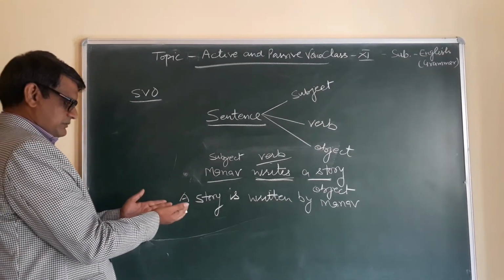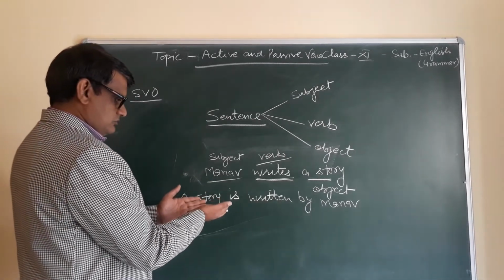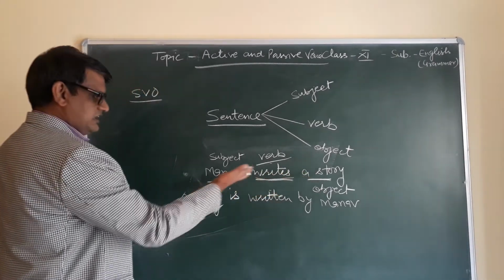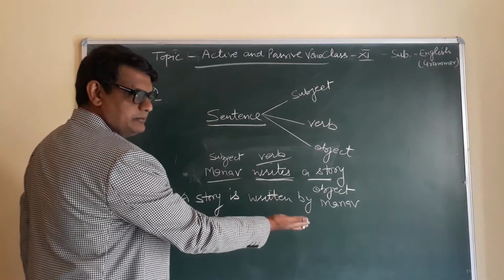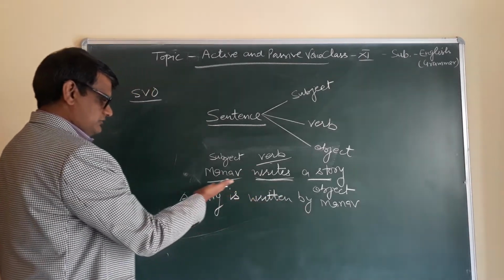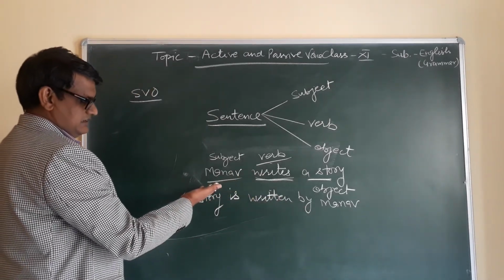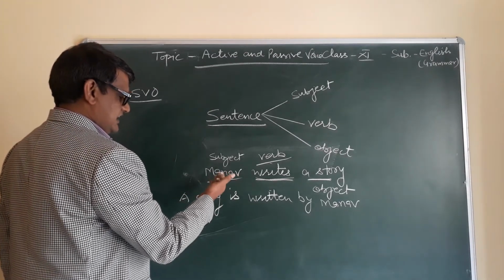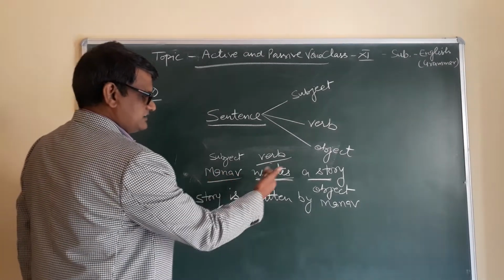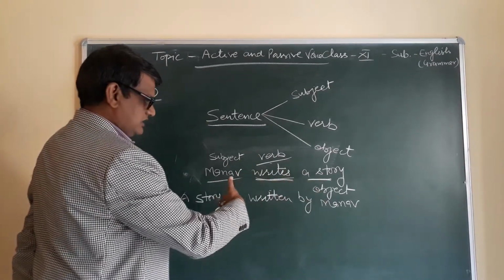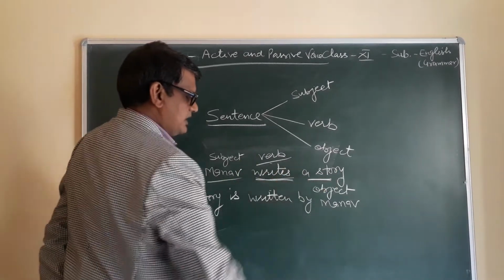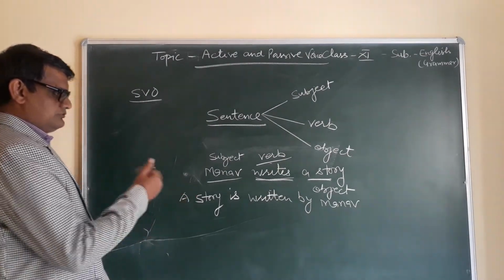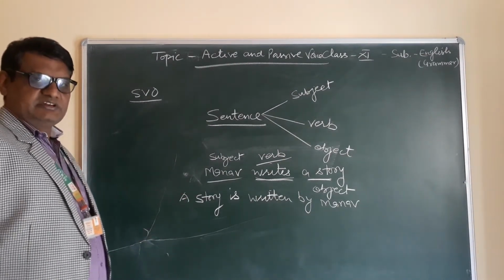If we make the negative form, "Ram doesn't write a story" becomes "A story is not written by Ram." Or if you make the sentence interrogative, "Does Manav write a story?" becomes "Is a story written by Manav?" So this is the passive form of simple present tense.